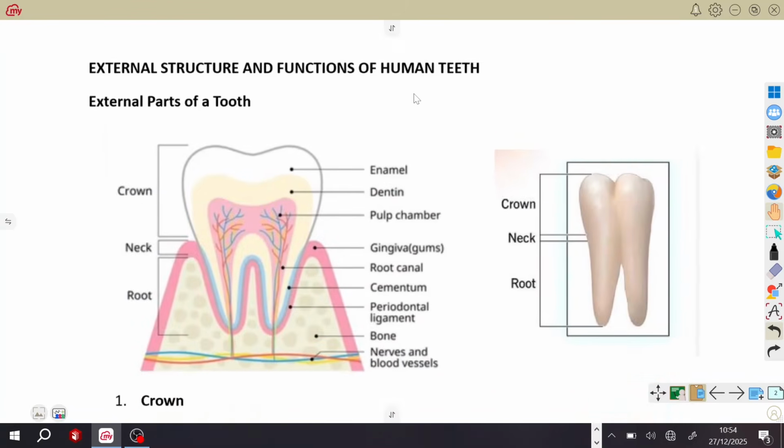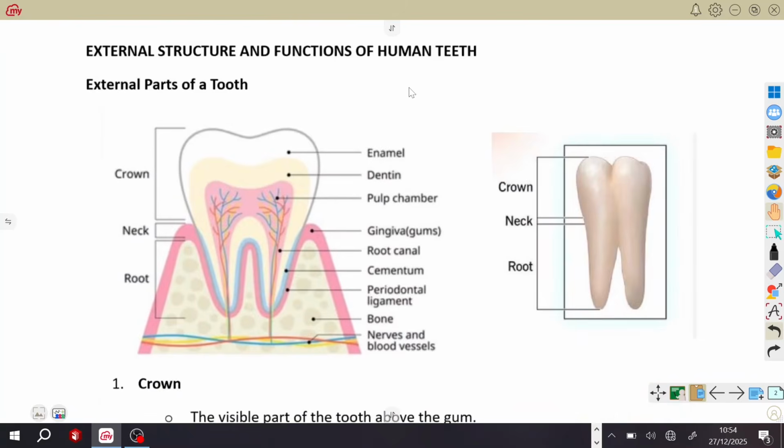So first of all, let's begin with the external structure and functions of human teeth. So here we are concentrating on the human teeth, and first of all on the external structure. The word external means outside of the human teeth. You must understand what we refer to as the external structure in biology. When we are talking of the external structure of a human tooth, what do we mean?